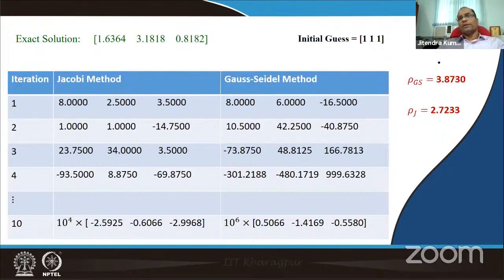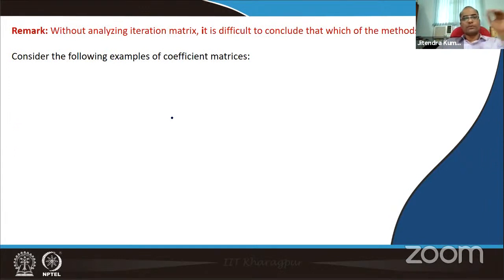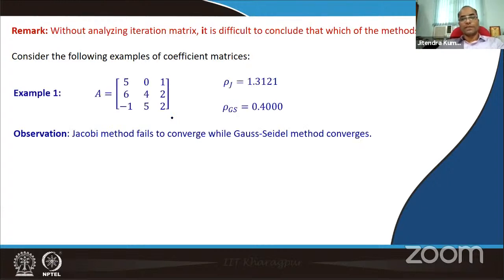There is another example where the spectral radius of Gauss-Seidel is more than the spectral radius of the Jacobi method, and this is in fact greater than 1. So we know that means divergence, and this is exactly the divergence. You started with some initial guess, and the values you are getting clearly go in the other direction. They are not converging. So without analyzing the iteration matrix, it is very difficult to tell which method will converge faster, whether Jacobi or Gauss-Seidel.